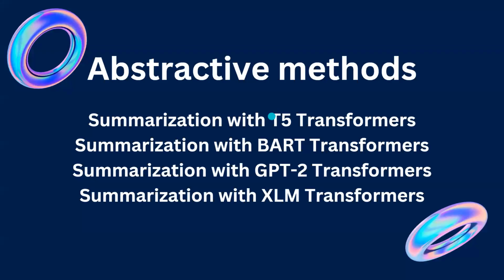So next we are jumping into the abstractive methods. We are going to discuss four methods: T5 transformer, BART, GPT-2, and XLM transformer. Abstractive summarization is the new state-of-the-art method which generates new sentences that could best represent the whole text. This is better than extractive methods where sentences are just selected from the original text for the summary.